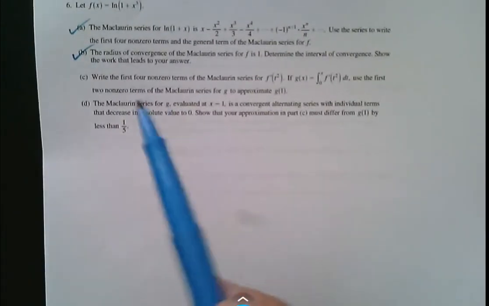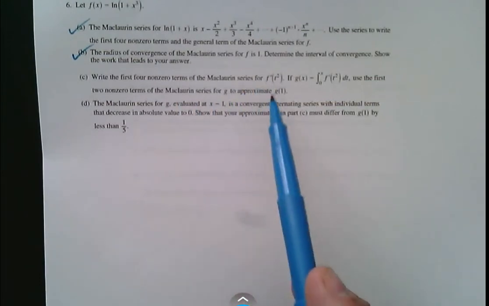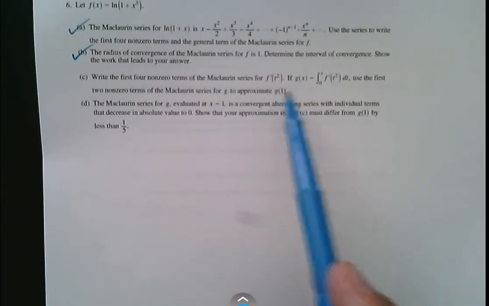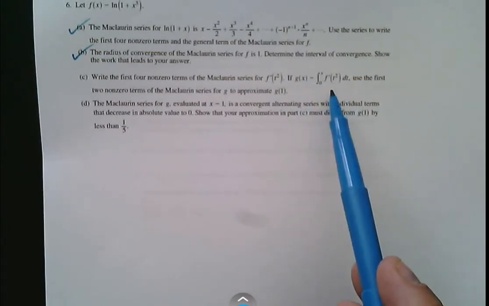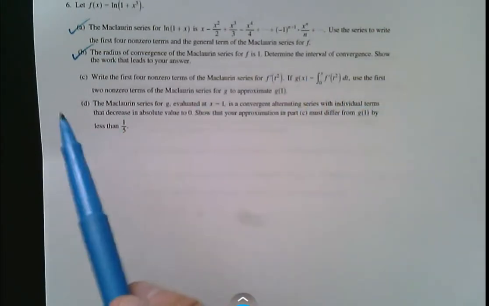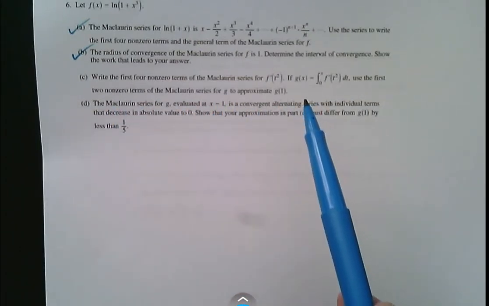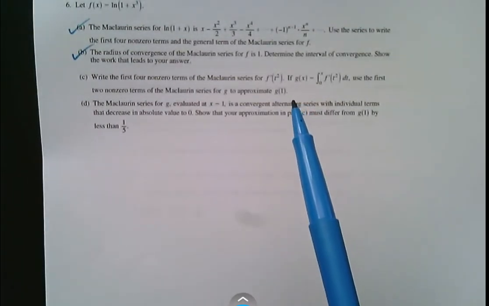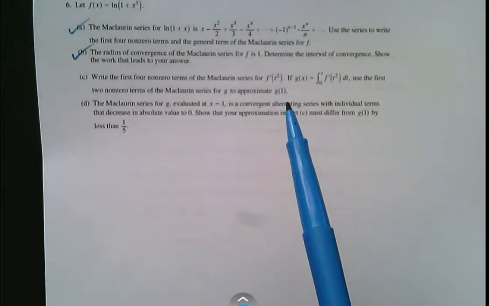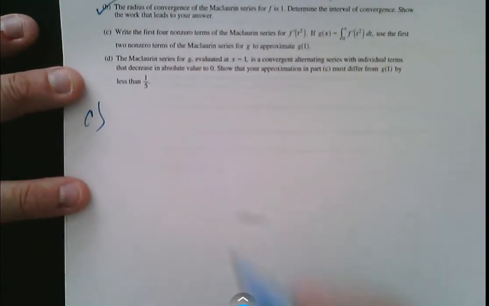Part C, write the first 4 non-zero terms of the Maclaurin series for f prime of t squared. G of x is the integral from 0 to x of f prime of t squared. Use the first two non-zero terms of the Maclaurin series for G to approximate G of 1. This is where we are starting to get our head in the game. I want to make quick work of part C because this is not the part we're focusing on.